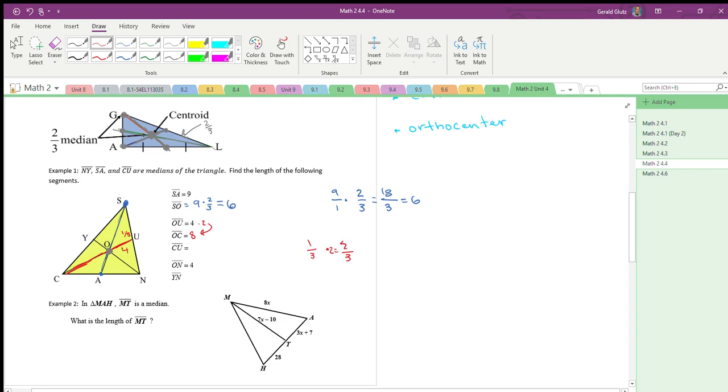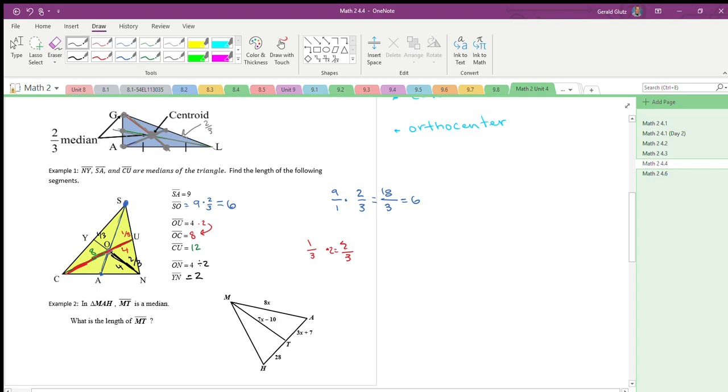And then to find CU, let's use the entire length from C to U. If this is 8 and that's 4, that would be 12. And then finally, ON is 4. There's ON, that's 4. So this time I know the longer length out of these two. So this is the 2/3 part. So that's 2/3. This would be the 1/3 part. So if I knew the smaller length, I multiplied times 2. So now if I know the longer length, I divide by 2. So 4 divided by 2 will be 2.